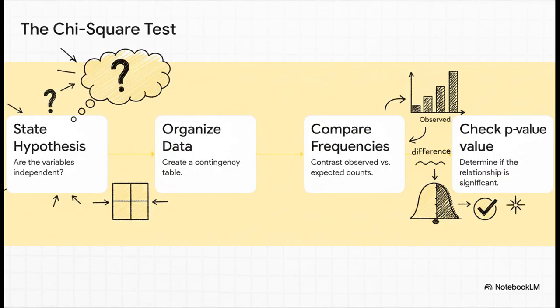It sounds a little intimidating, but it's really just a simple 4-step process. First, you ask your question. Then you organize your data into a simple table. The test then compares the numbers you actually saw with the numbers you'd expect to see if there was absolutely no relationship. The bigger the difference, the more likely something real is going on.